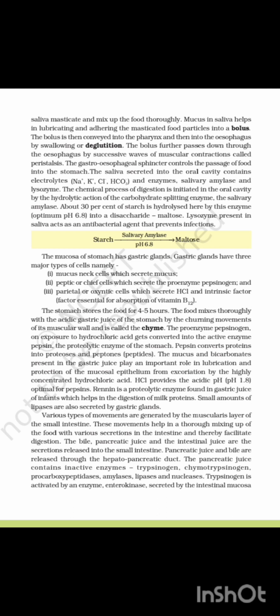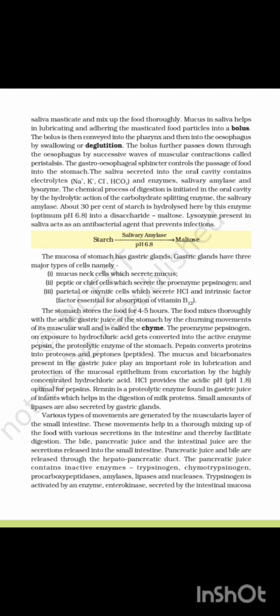The stomach stores the food for 4 to 5 hours. The food mixes thoroughly with the acidic gastric juice of the stomach by the churning movement of its muscular wall and is called the chyme. The proenzyme pepsinogen, on exposure to hydrochloric acid, gets converted into the active enzyme pepsin. The proteolytic enzyme of the stomach, pepsin, converts proteins into proteoses and peptones, peptides.